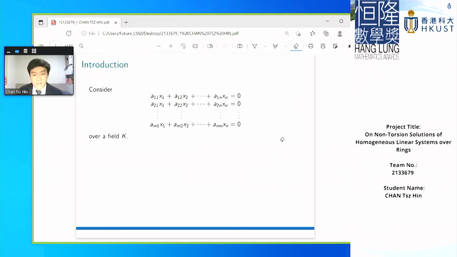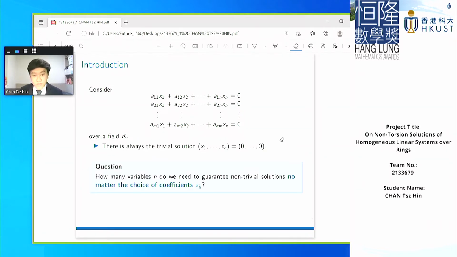Let's first consider a homogeneous system of n equations over a field K. Then there's always the trivial solution, and it's natural to wonder how many variables we need to guarantee non-trivial solutions, no matter the choice of coefficients. I'm sure every one of you would know the answer is n plus 1.